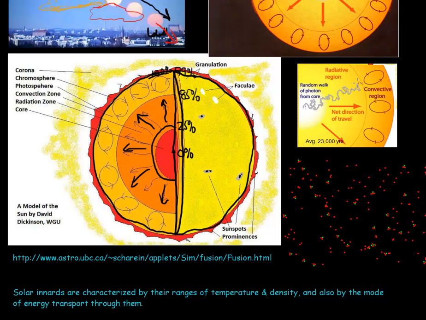On average, it takes 23,000 years for this light to make it from the center of the core, where it's actually being produced, all the way out to the surface, and then 8 minutes and 20 seconds to make it all the way to the sun. So it does take a phenomenal amount of time.